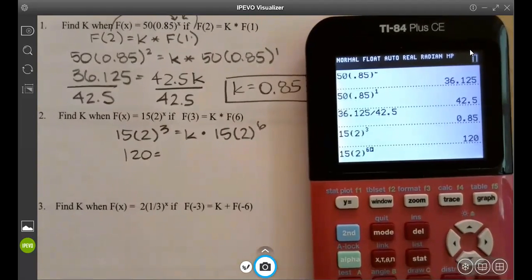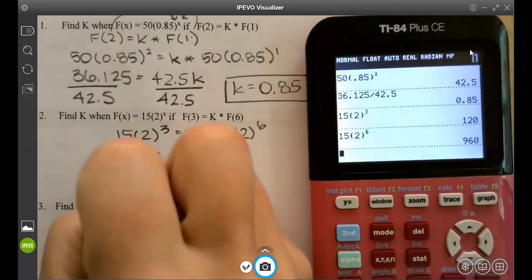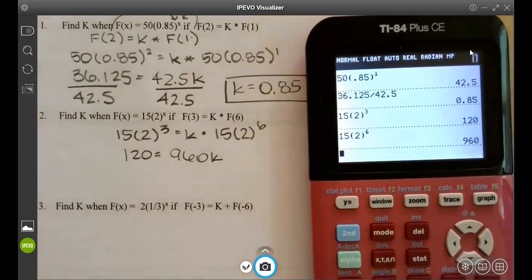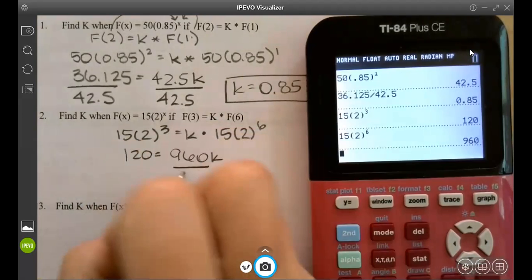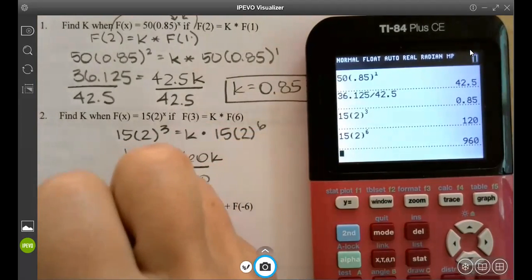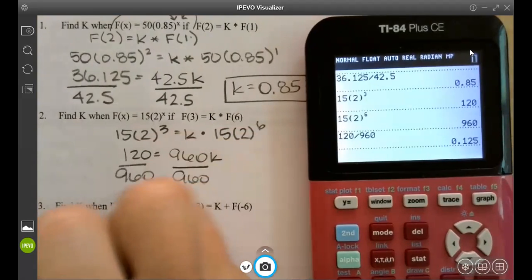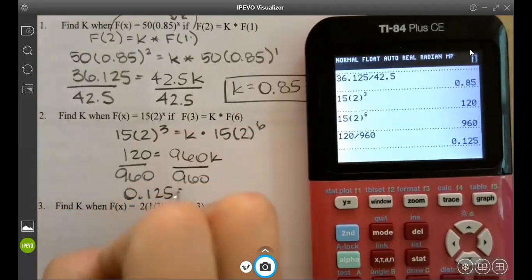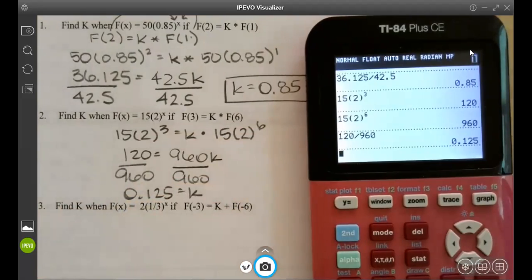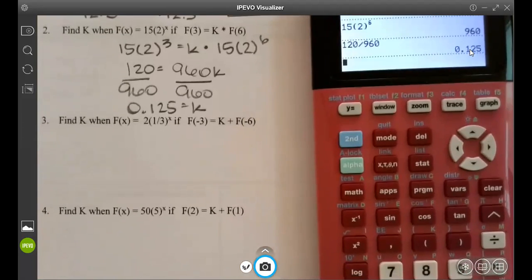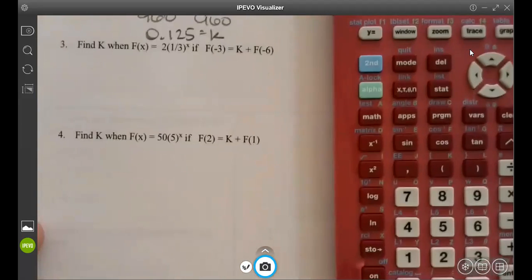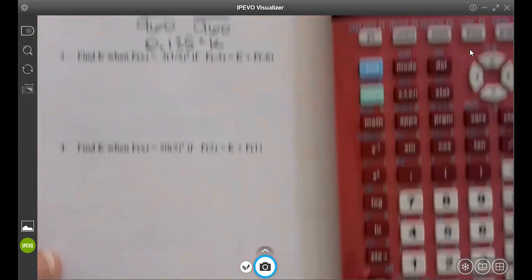15 times 2 to the 6th is 960K. And then same as the last one, we're going to divide by 960. So 120 divided by 960 is 0.125. Same thing on the next one, it's just add. So both of these are the same. I'm going to go to number 4, and if I have time, I'll go back to number 3.